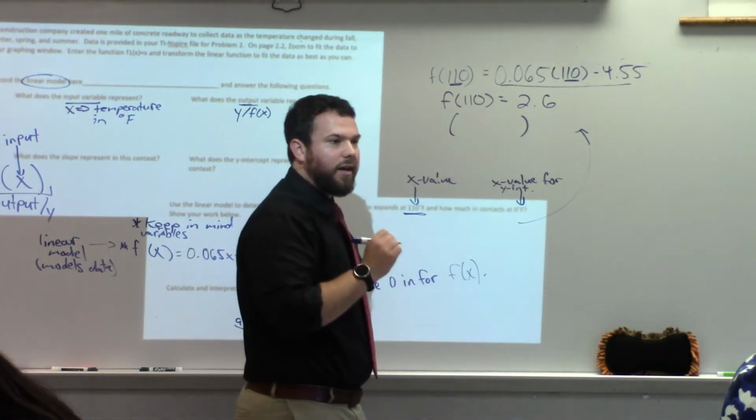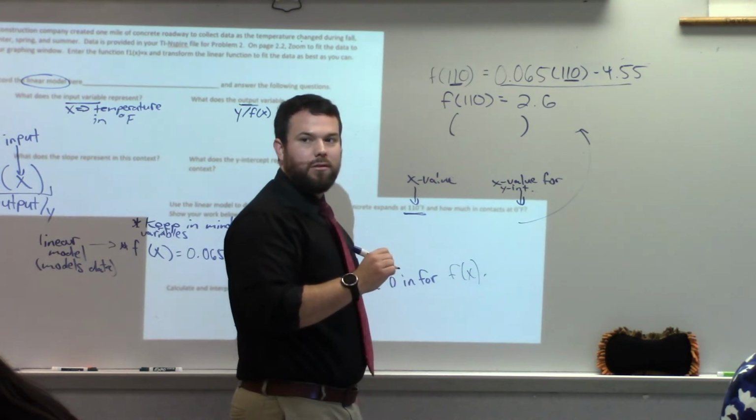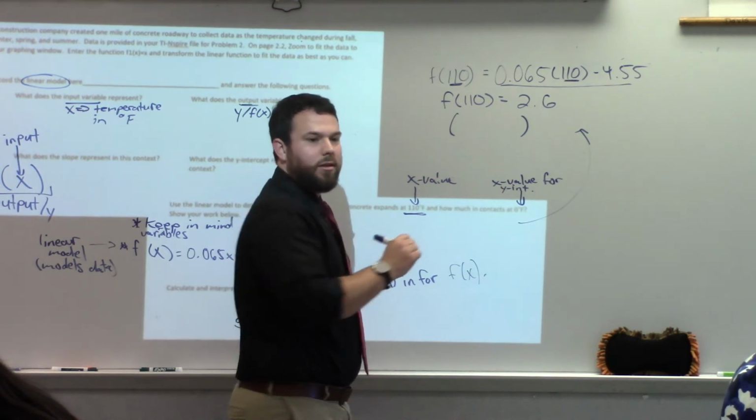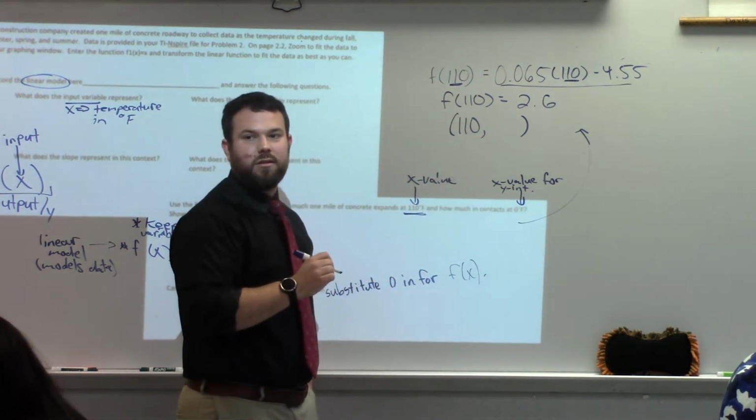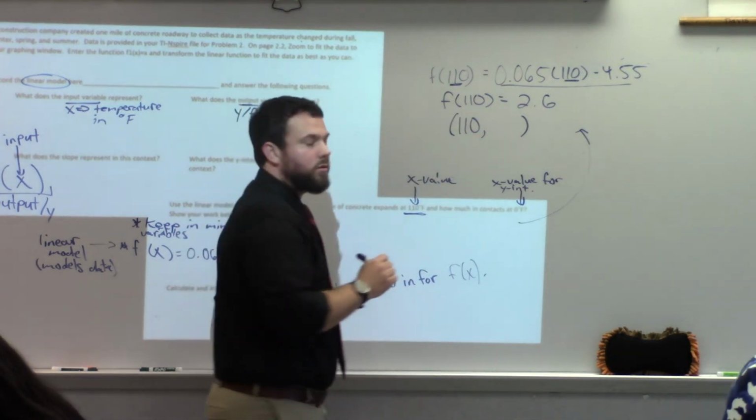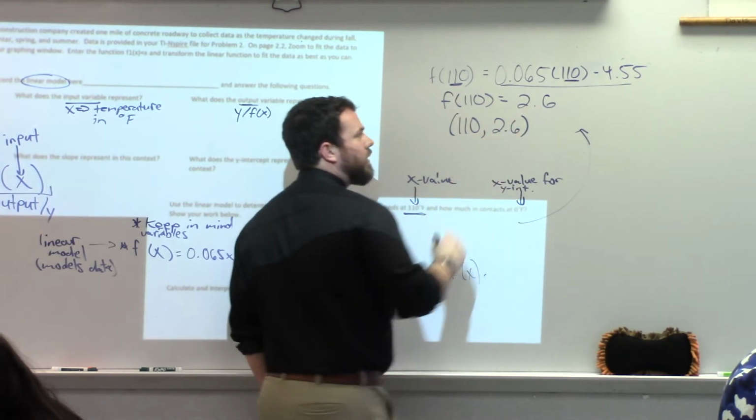What is the x value of my point? 2.6. No, your point is 110. The x is 110, and the y is 2.6. Right. Oh, so I had the right answer the whole time.